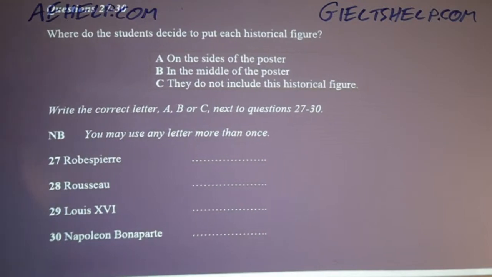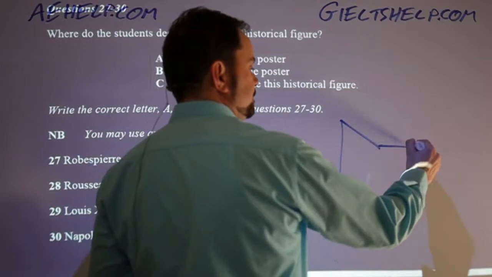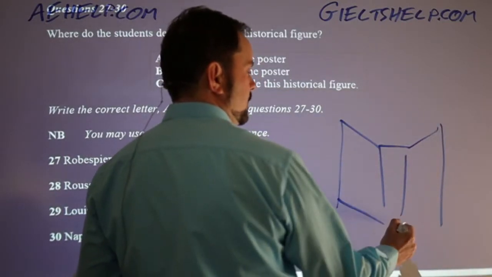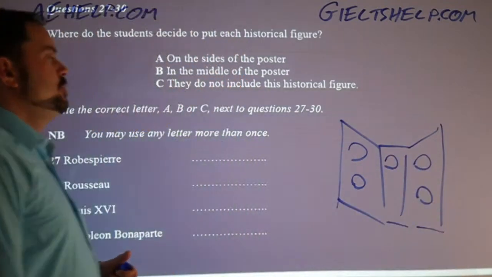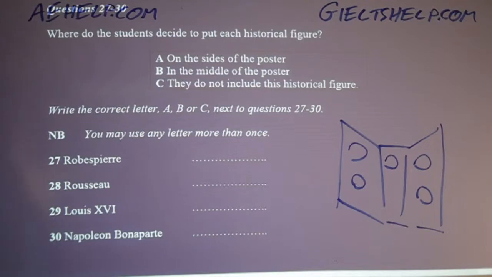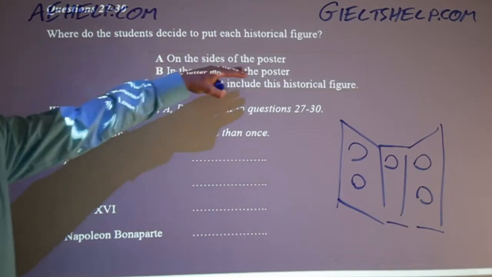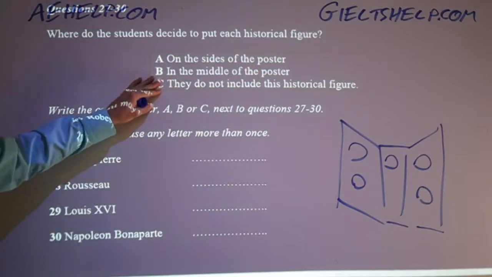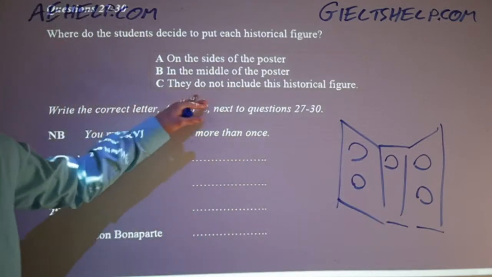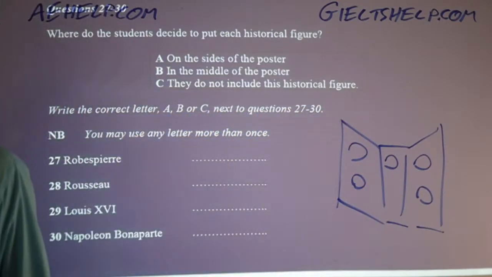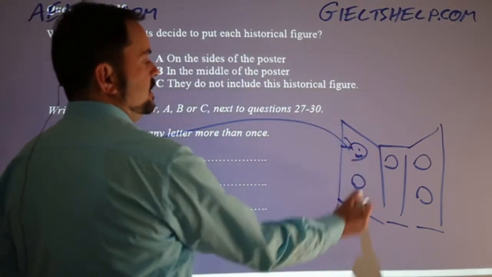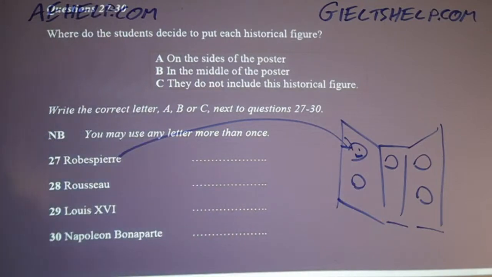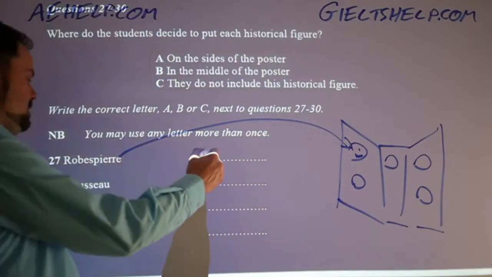Okay, so we have this 3-board poster. Okay, and they're putting people on the sides, a very important one in the middle. Who are these people? So number 27, Robespierre. A, on the side of the poster. B, in the middle of the poster. Or C, they don't include this figure. Marjona says 27 is A. Robespierre is going on the side of the poster. There's Robespierre, smiley, happy. Yeah, A is correct for Robespierre.